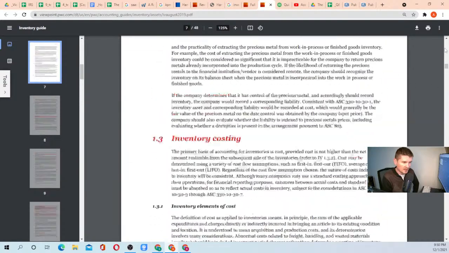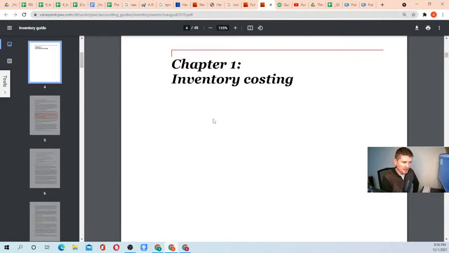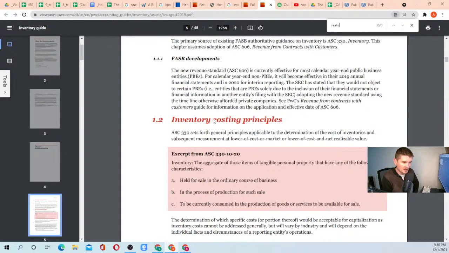Let's go find it here. It says general principles applicable to the determination of the cost of inventories and subsequent measurement at lower of cost or market or lower of cost and net realizable value. So at the end of your accounting period, if you have inventories, you need to make sure that they are valued at the lower of cost or net realizable value. So cost is whatever you capitalized, and hopefully you capitalized everything correctly based on the inventory standard.